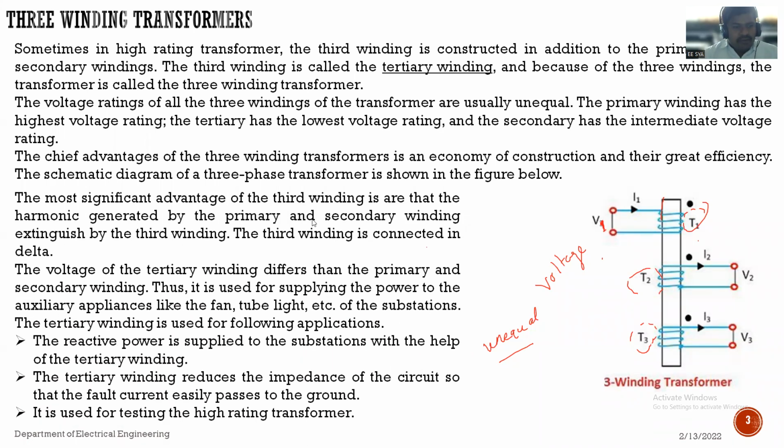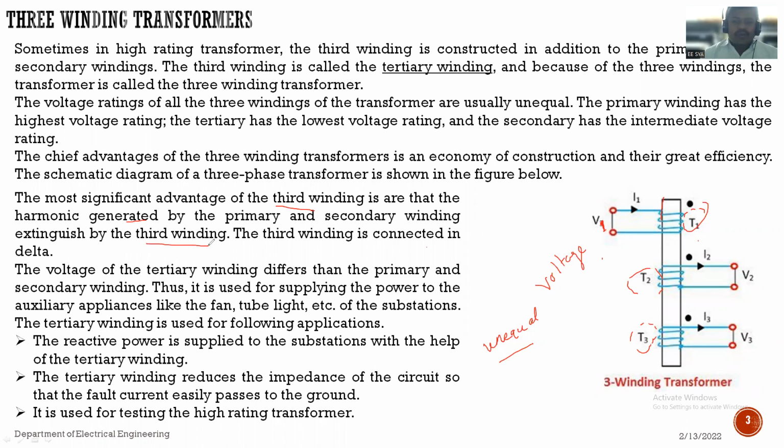Now, what are the most significant advantages of this third winding, or why do we want to introduce this third winding? The most significant advantage of the third winding is that the harmonics generated by the primary and secondary winding are extinguished by the third winding.